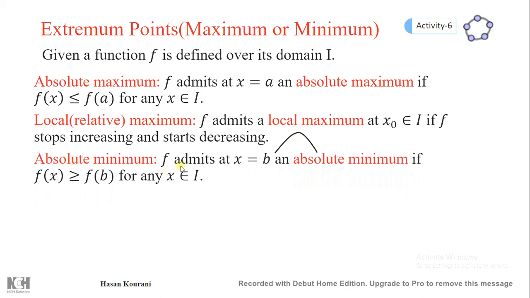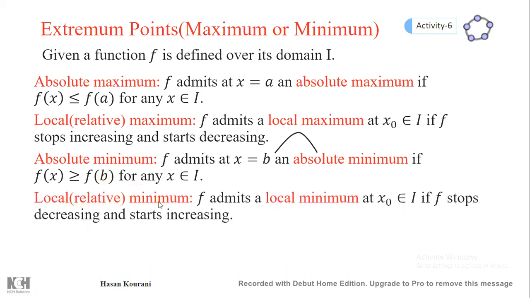The absolute minimum: f admits at x equal b an absolute minimum if f of x is greater than or equal to f of b for any x belongs to I, so all the y values are greater than or equal to this y value, so this point is the absolute minimum.